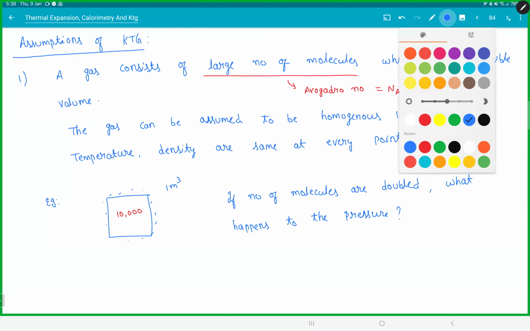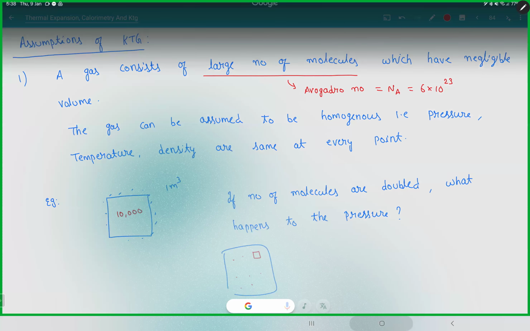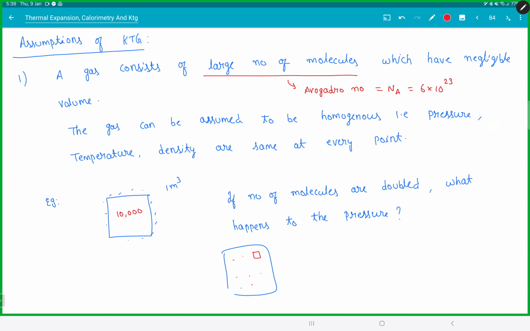Now ask yourself, first of all, in a 1 meter cube, if you keep 10,000 molecules, they are so far apart. Do you think if I take any small amount of space, you'll get the same number of molecules inside? Actually, most of the region will be empty space, isn't it? Molecules are so small, and 1 meter cube is so huge. They're almost negligible. So pressure and temperature are undefined. I'll tell you the meaning of it.